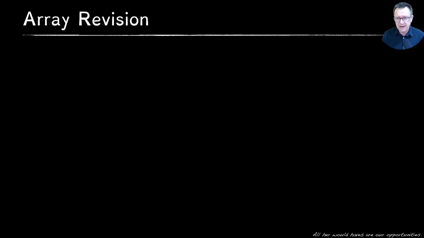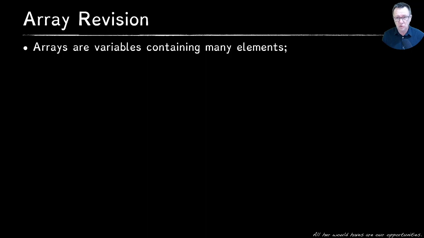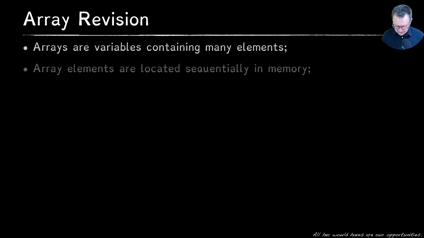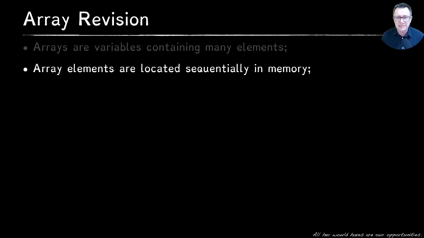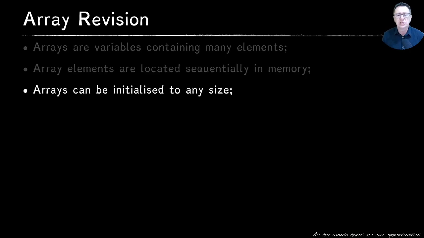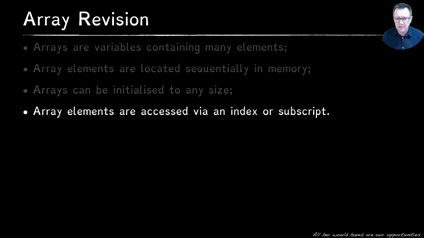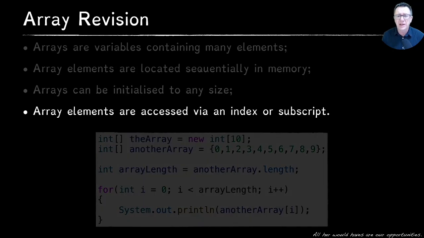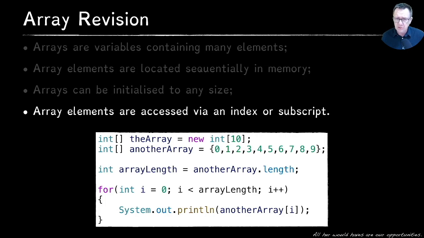I want to go to arrays and then tie this into it, because arrays are reference variables, containing lots and lots of elements, sequentially located, and we can initialize them to any size. We access them via an index or a subscript. So what do we have here?